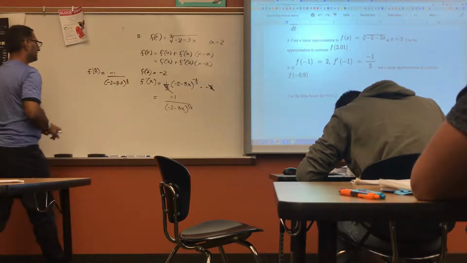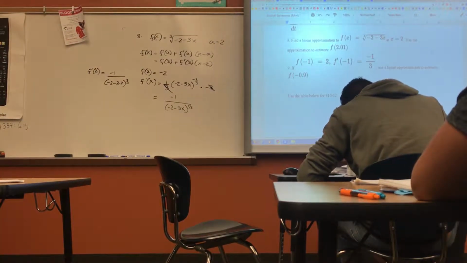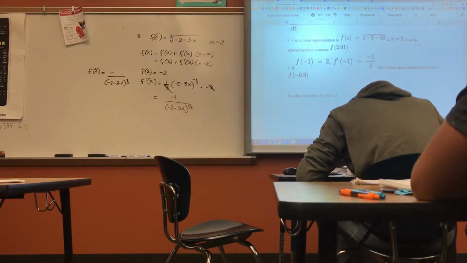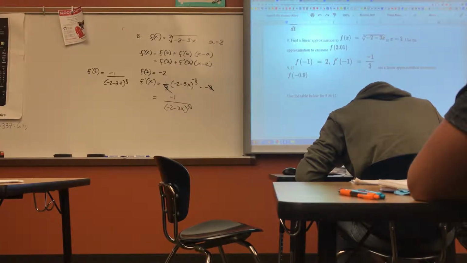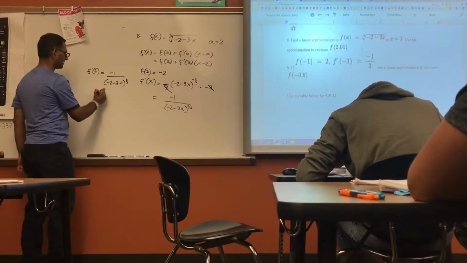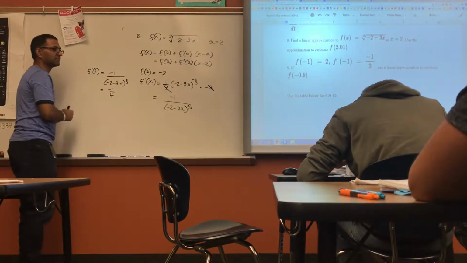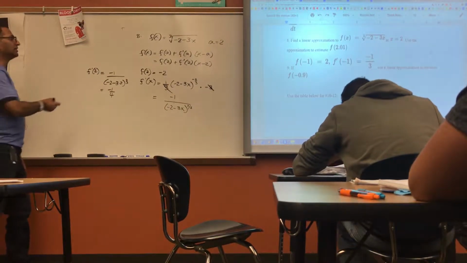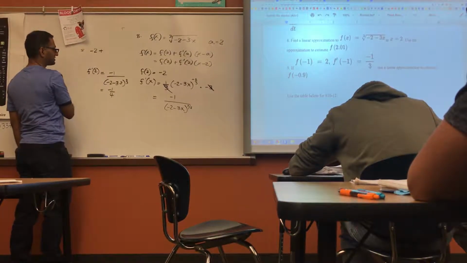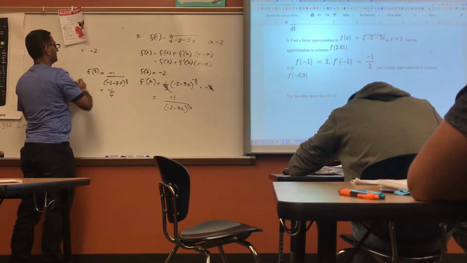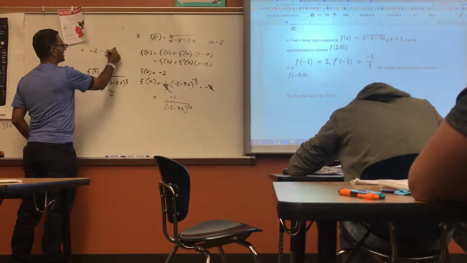Okay, let me guide you. What's negative 2 minus 6? Okay, now let me help you. What's the cube root of negative 8? Now square it. So what's your slope really? Negative 1/4. Show every step. Now can we just plug it in? So we have f of x equals f of 2, which is negative 2, plus f dash of 2, or negative 1/4, times x minus 2.